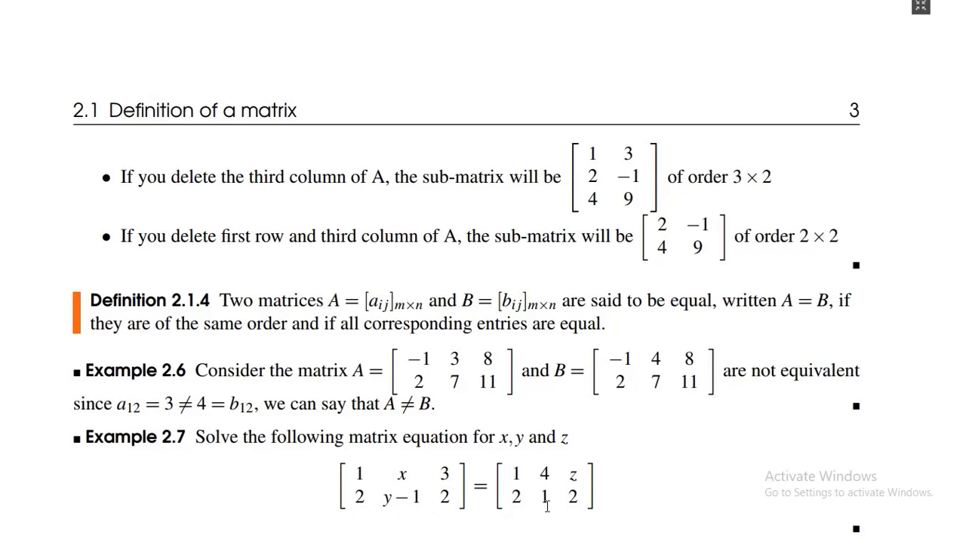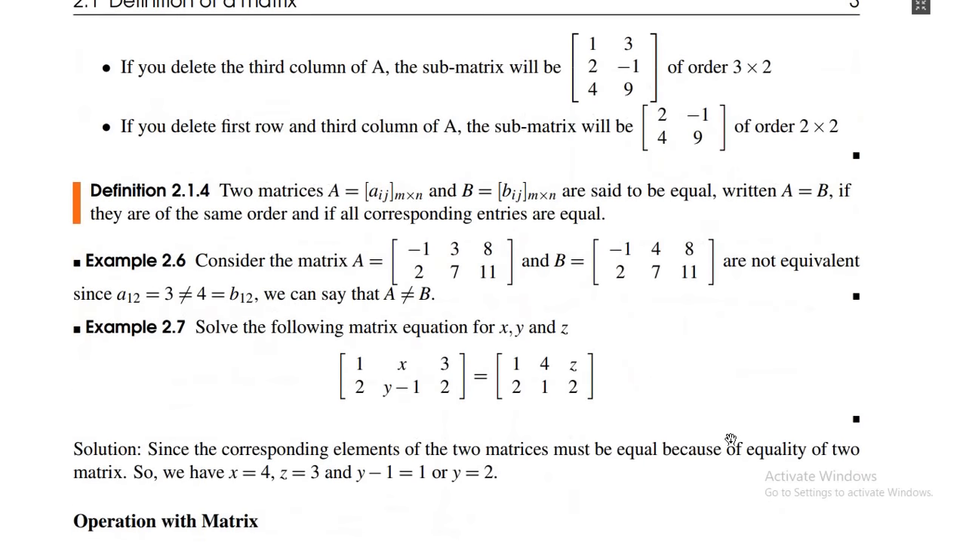Then y minus 1 is equal to 1. Then by rearranging this, y is equal to 1 plus 1, which is 2. Therefore we obtain that x is equal to 4, z is equal to 3, and y is equal to 2. Since the corresponding elements of the two matrices must be equal because of equality of two matrices, we have x equals 4, z equals 3, y minus 1 equals 1, that means y equals 2.